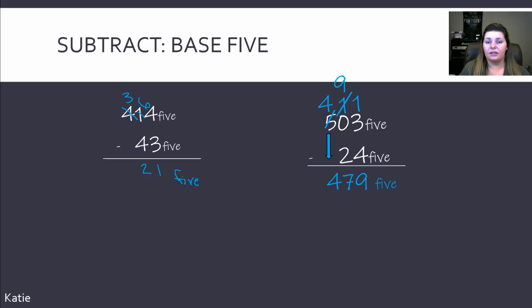So I say 6 minus 4 is 2, and then there's nothing there to subtract from 3, so it's 3. So our answer is 321 with a base of 5. Here again, I have this equation worked out for us. We have 503 with a base of 5, subtract 24 with a base of 5. We, of course, carry our numbers, borrow from our neighbors.